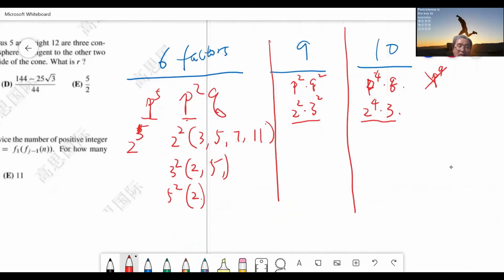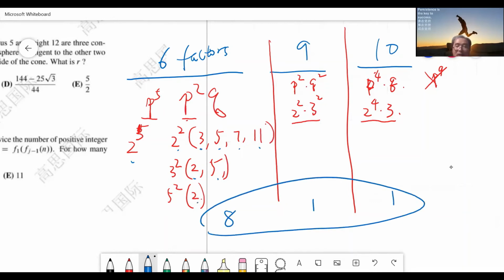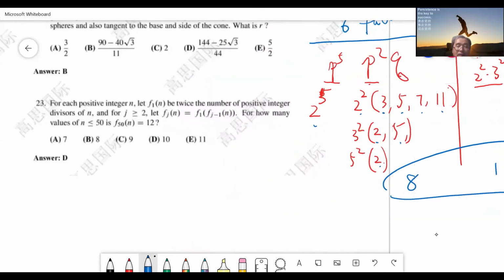Now we just need to count. So we have 1, 2, 2, 3, 4, 5, 6, 7, 8. We have 8 here, we have 1 here, we have 1 here. Added together, we have 10 possible integers n. So for how many values of n is this equal to 12? There are 10 such numbers. Answer is D.